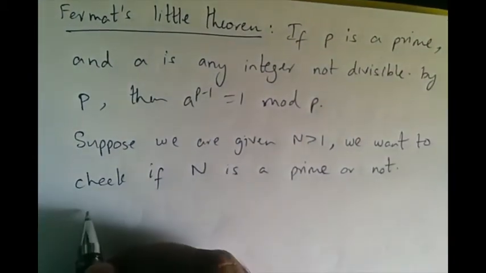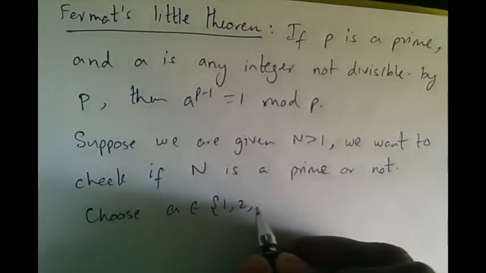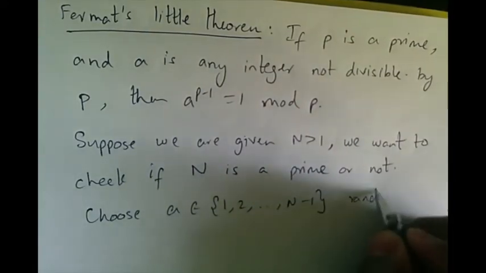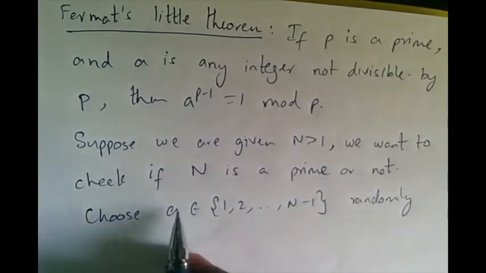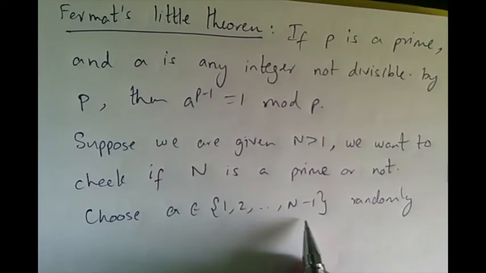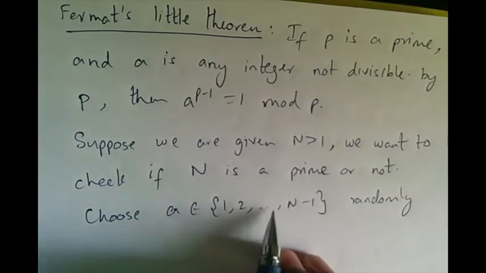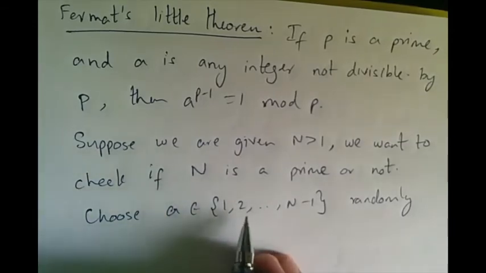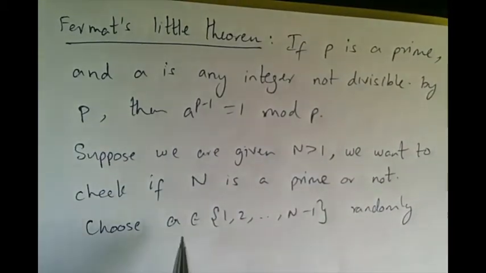So I choose a randomly. If I choose some integer a in the range 1 to n minus 1 randomly, now all the integers in this range are not divisible by n because they're strictly less than n. Okay. So if n were a prime, then according to Fermat's little theorem, a raised to n minus 1 should be equal to 1 mod n.